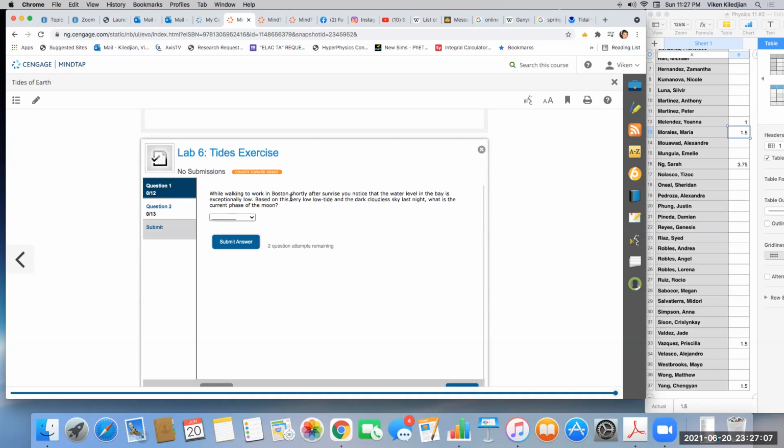Okay, so while walking to Boston, work in Boston, the Bay, what is the current phase of the moon? So this one again doesn't have too many questions. So just take a picture of the result for each one.